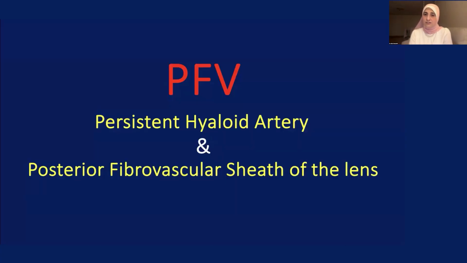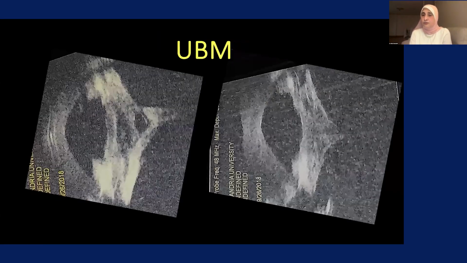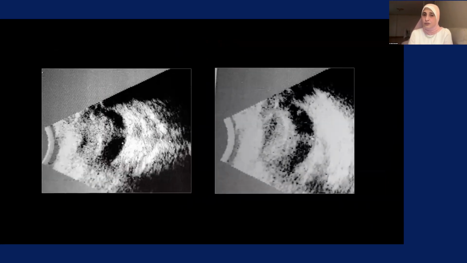Some cases are mixed between hyaloid artery and posterior fibrovascular sheath of the lens, two types together. You see here the hyaloid artery extending from the disc to the back surface of the lens, and you can see here thick membranes. So you have to go for ultrasound and you have to go for UBM in order to decide whether to go for surgery or not. Because as I told you, in some cases, extensive thick membrane, hyaloid artery, and very short eyes, these cases will not benefit from surgery.